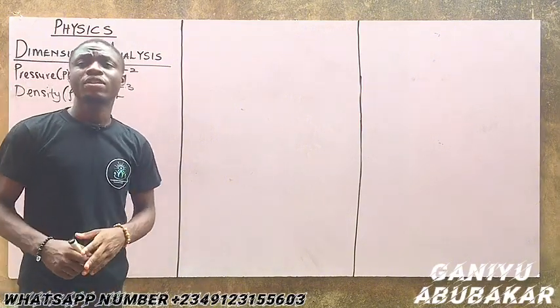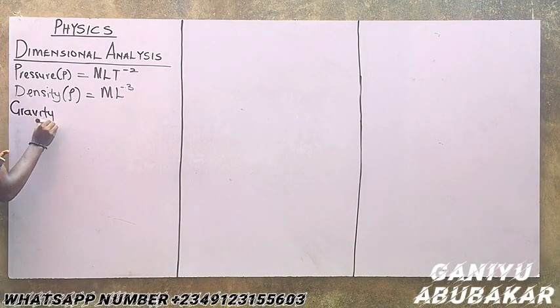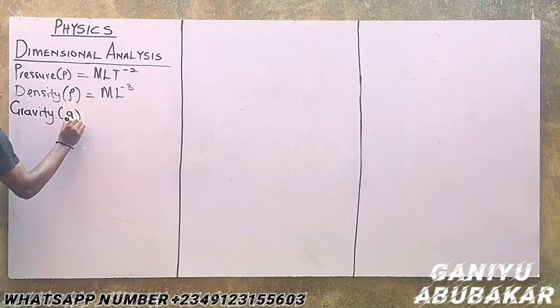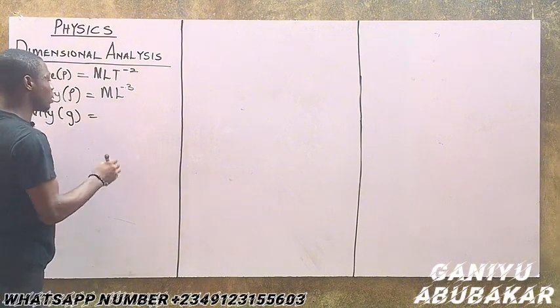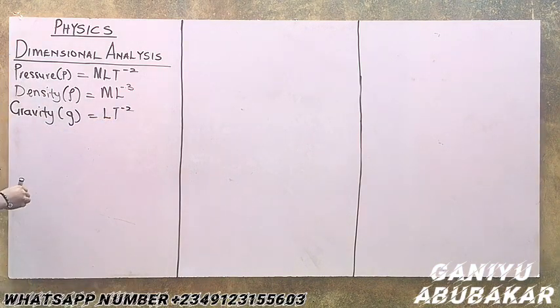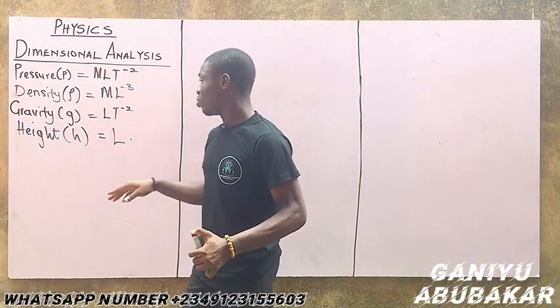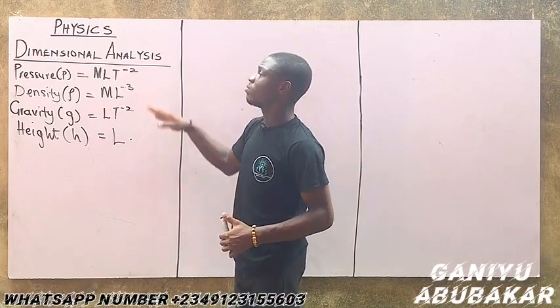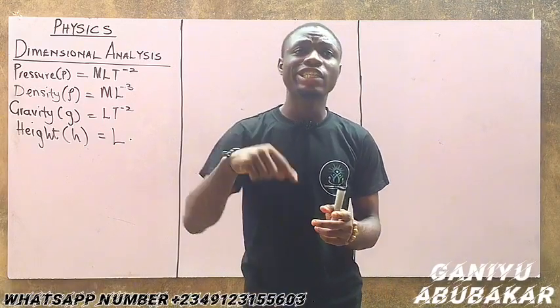I'm also given acceleration due to gravity, that's g. What's the dimension of gravity? Gravity is measured in meters per second squared, that's LT^-2. That's the dimension of gravity. Next, I'm also given the height, that's h, and its dimension is L. These are the dimensions for each given parameter. So I'm given these 4 parameters. First task: list out the parameters and their dimensions.